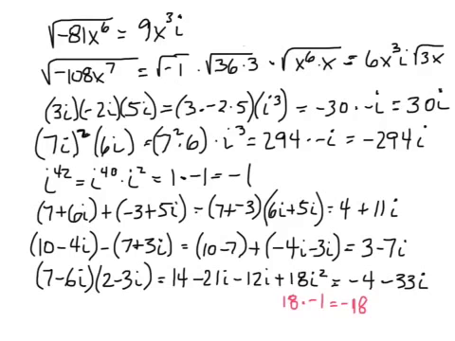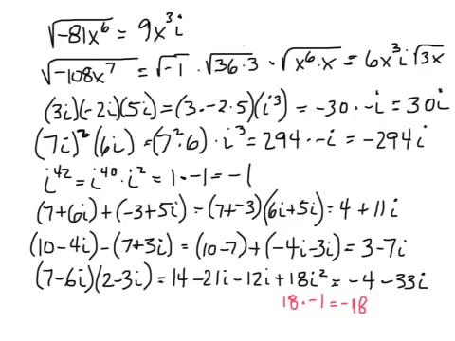Square root of negative 108 times x to the 7th. I've gone ahead and pulled out that square root of negative 1. The largest perfect square that divides evenly into 108 is 36, and 108 would be 36 times 3. X to the 7th is x to the 6th times x.